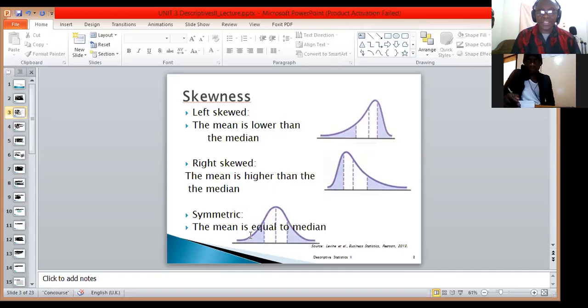If your mean is equal to the median, then the data is equally distributed. So once the mean is equal to the median, then our data is equally distributed.